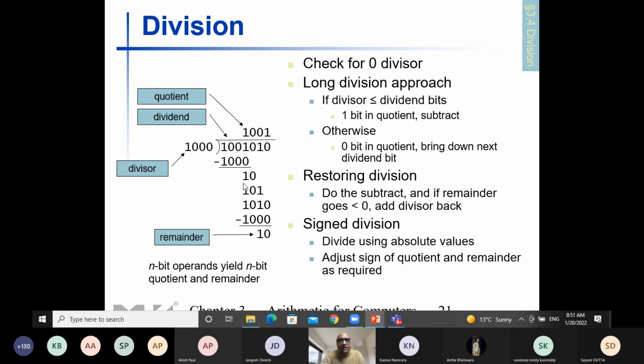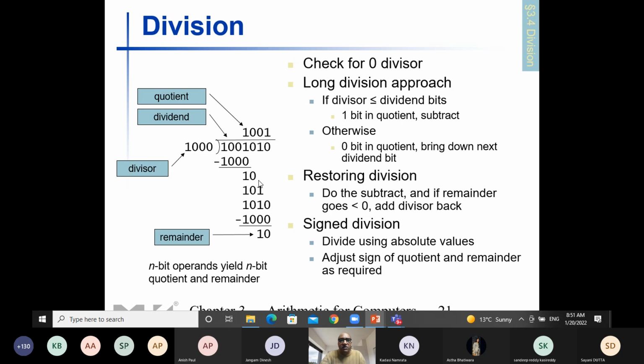Again you'll get a negative. So it means that the considered portion of the dividend is still smaller. Therefore, whenever you feel the dividend portion is still smaller, you place a 0 because you are not subtracting, right? And finally, when you get a 1, 0, 1, 0, at that time the divisor appears to be smaller. Then you place 1 over here.